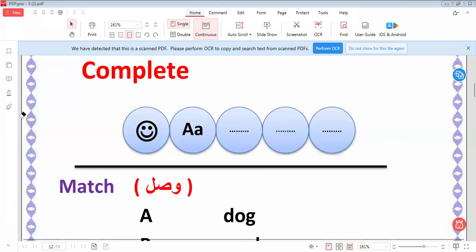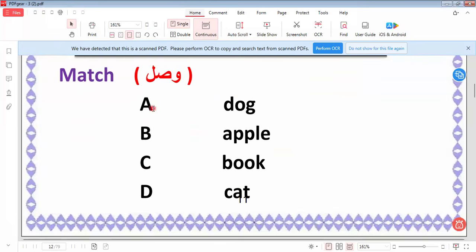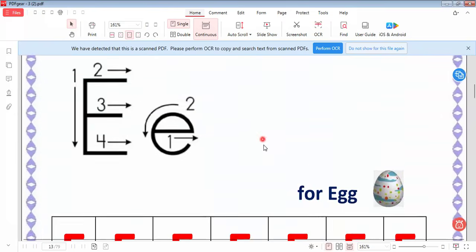Let's go to match the suitable word with the suitable letter. Here is capital A. A for what? A for apple. Capital B. B for what? B for book. Capital C. C for what? C for cat. And capital D. D for dog. Let's go to capital E.